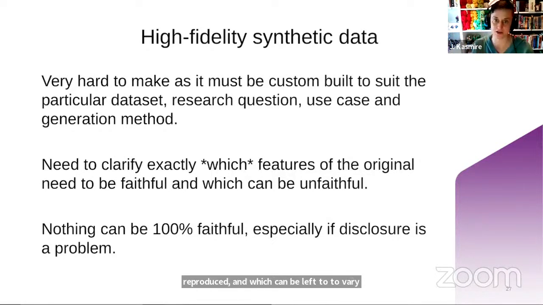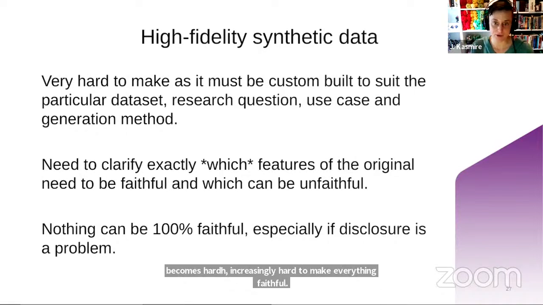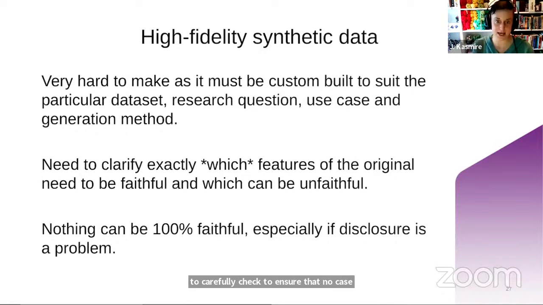Nothing can be 100% faithful, especially if disclosure risk is a problem, because synthetic data cannot match any real observations if it's properly done. So as the complexity of the data and the relationships between variables grows, it becomes increasingly hard to make everything faithful. This makes sense, of course, we understand. But we have to carefully check to ensure that no case of the generated data matches a case in the original. So you don't want a bunch of fake people and accidentally create a name, city, residence, income that matches a real person, because that's potentially really problematic. So that's just something else to think about with high fidelity.